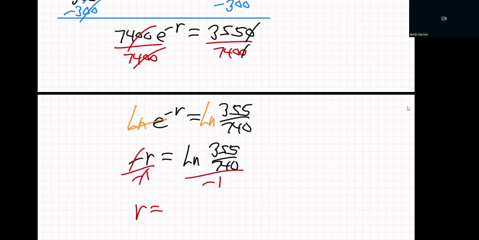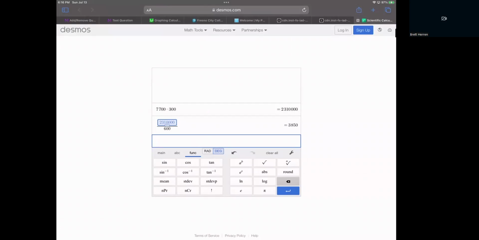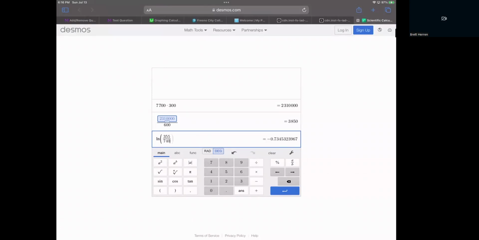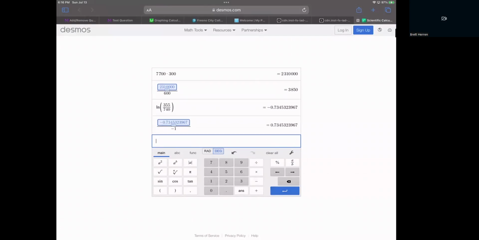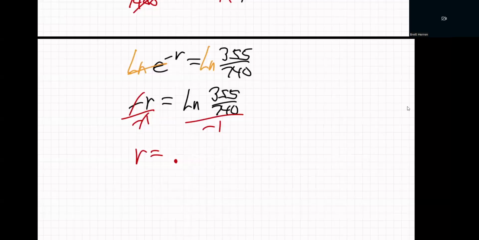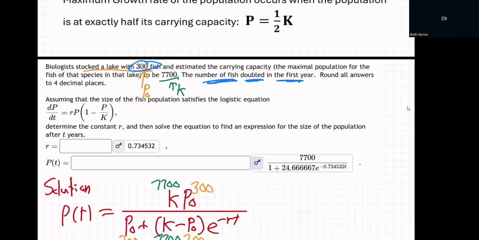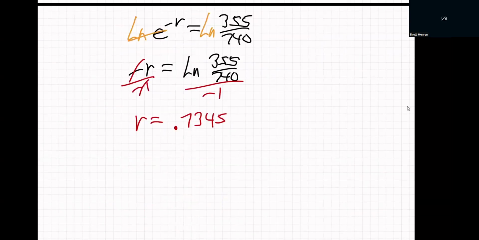Let's go to Desmos. So natural log, go to the functions here. There it is, natural log. What was it? 355 over 740. And then take the answer divided by -1, which just switches the sign to positive. 0.7345. That was a bit of work, wasn't it? Did we get it right? 0.734532. That's right, we'll put on those as well.